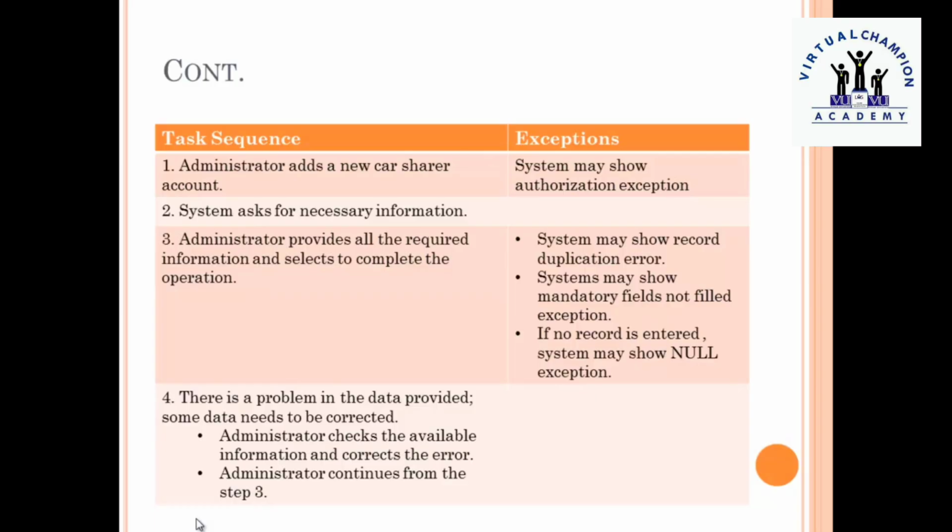Third, the administrator provides all the required information and selects to complete the operation. Here the system may raise exceptions. The system may show a record duplication error, that is, the administrator has entered the record twice or more. Next, the system may show a mandatory fields not filled exception. Third one is, if no record is entered, the system may show a null exception. Fourth step is there is a problem in the data provided. Some data needs to be corrected. For this, the system administrator checks the available information and corrects the error, or the system administrator continues from step 3 after correcting the information.